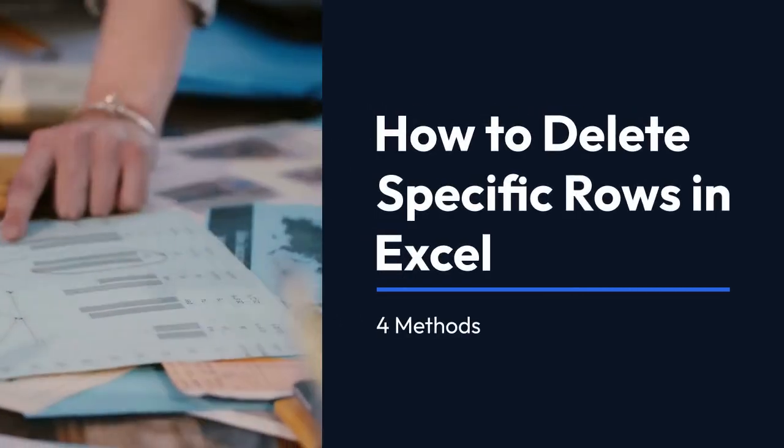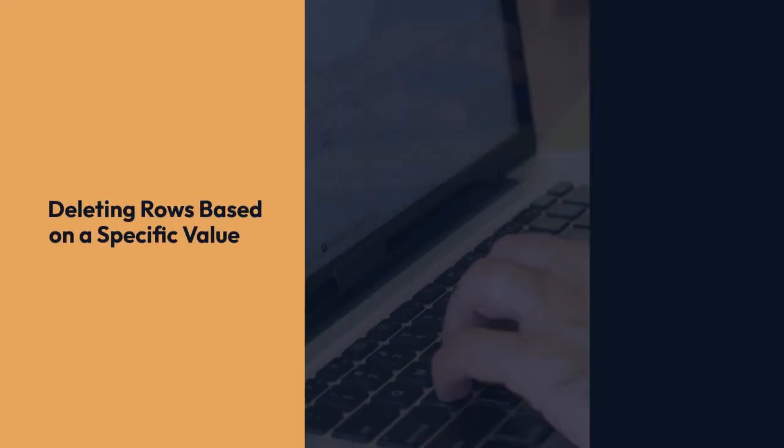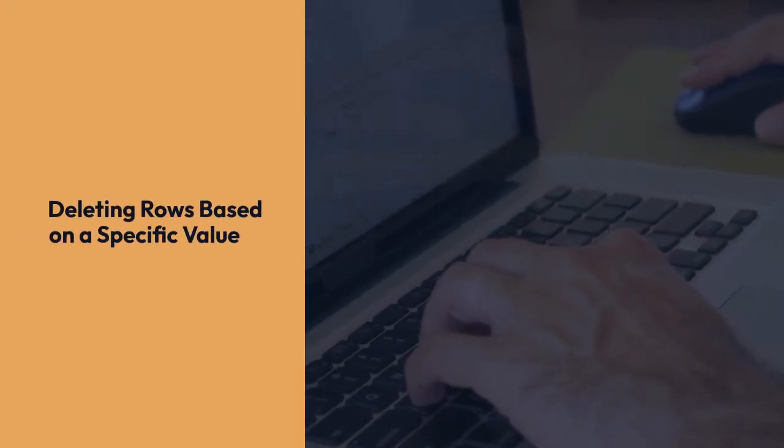We're going to explain how to delete specific rows in Excel. There are several ways to do this, depending on how you identify the rows you want to remove. 1. Deleting rows based on a specific value.